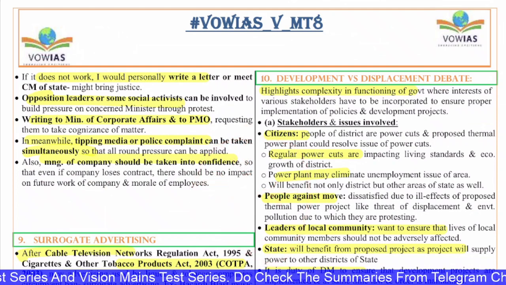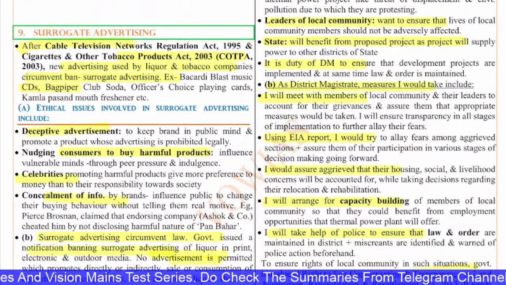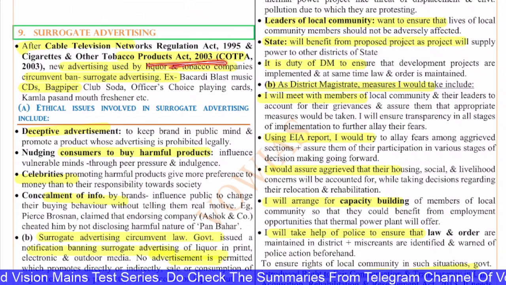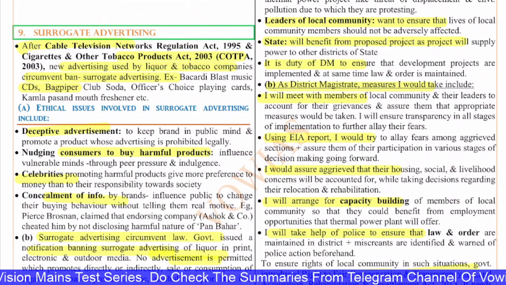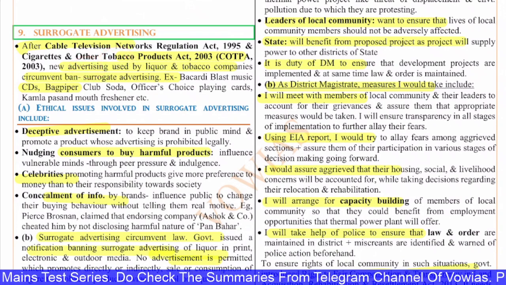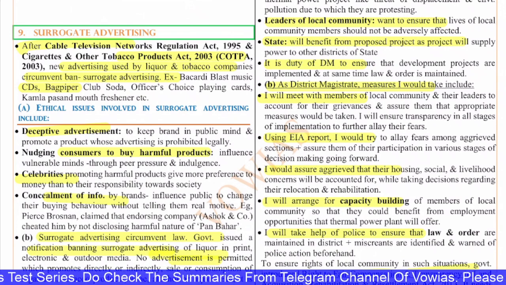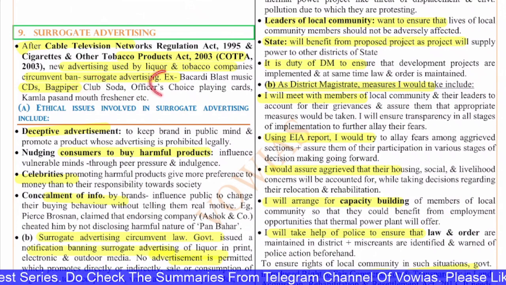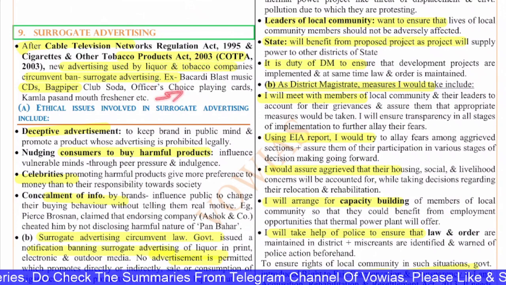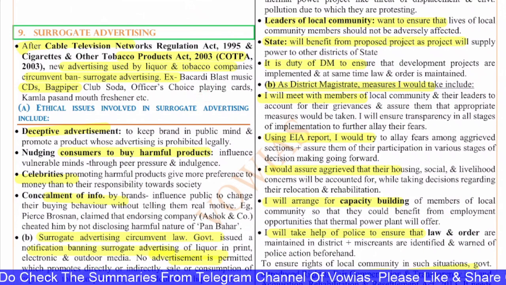Next, the ninth question. After the Cable Television Network Regulation Act 1995 and the Cigarettes and Other Tobacco Products Act 2003, new advertisements are used by liquor and tobacco companies circumventing the ban, surrogate advertisements. Examples: the Bacardi Blast Music CDs, the Bagpiper Club Soda, Officer's Choice Playing Cards, Kamla Pasand Mouth Freshener, etc. Advertisements for alcohol and cigarettes are banned.